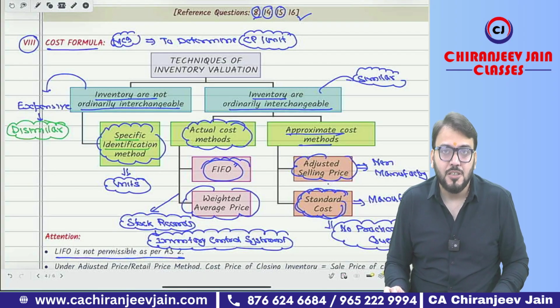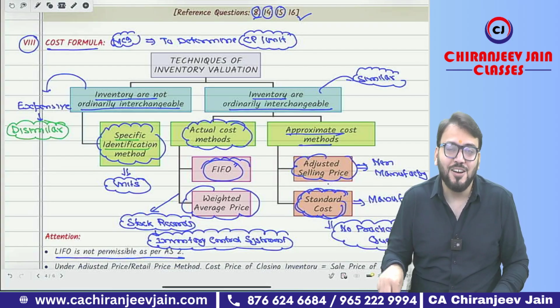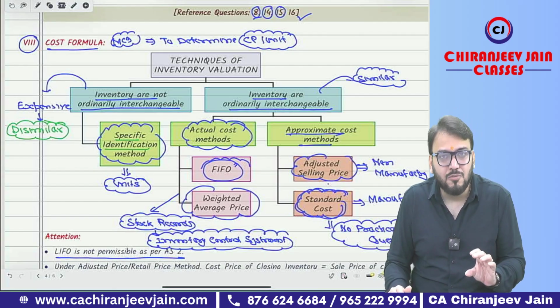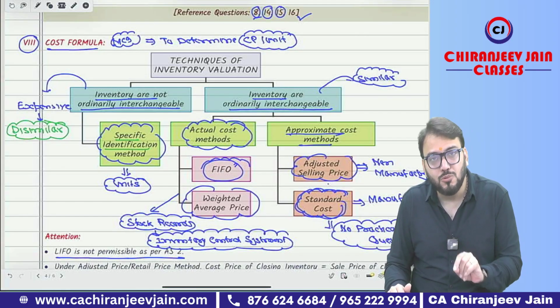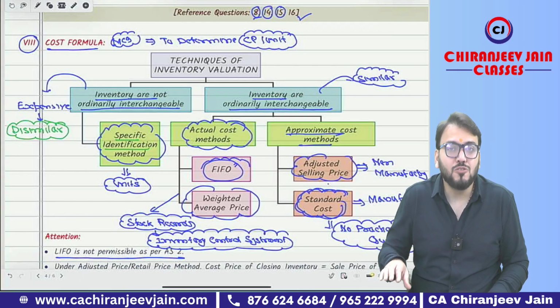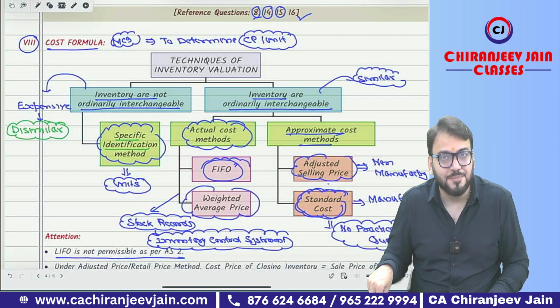In that case, if the actual cost can be determined, we use first in first out method or weighted average price method. But if the actual price cannot be determined, then we calculate approximate cost by using two techniques for valuation of inventory. For non-manufacturing organization, we use retail price method or adjusted selling price method. For manufacturing, we use standard cost method.